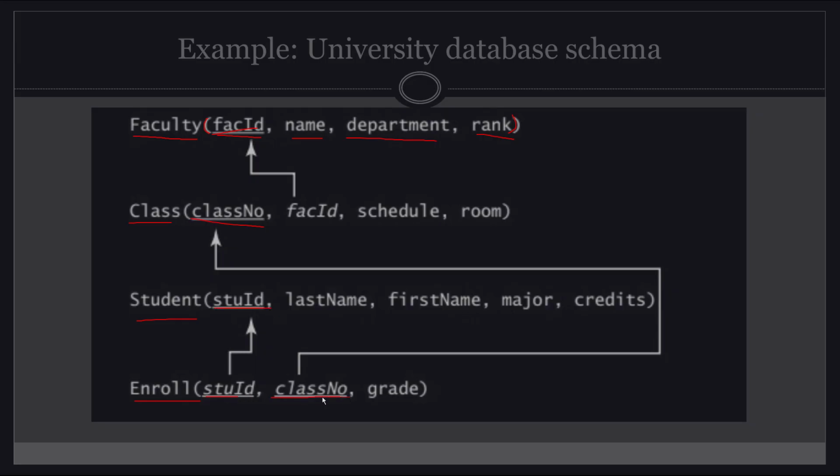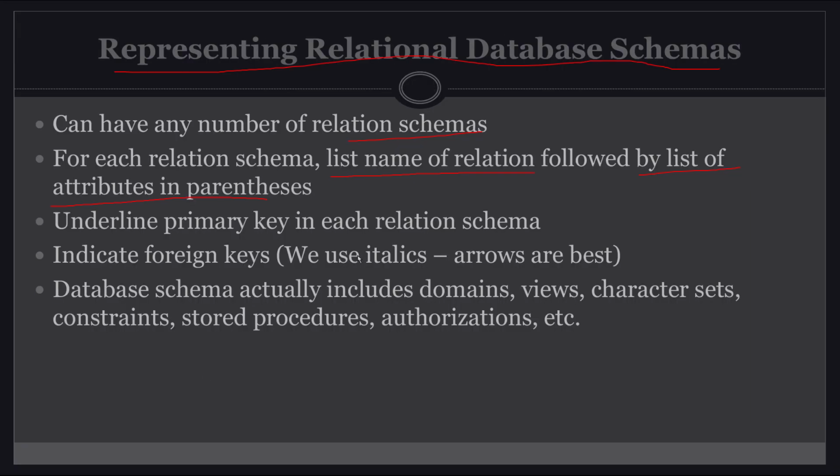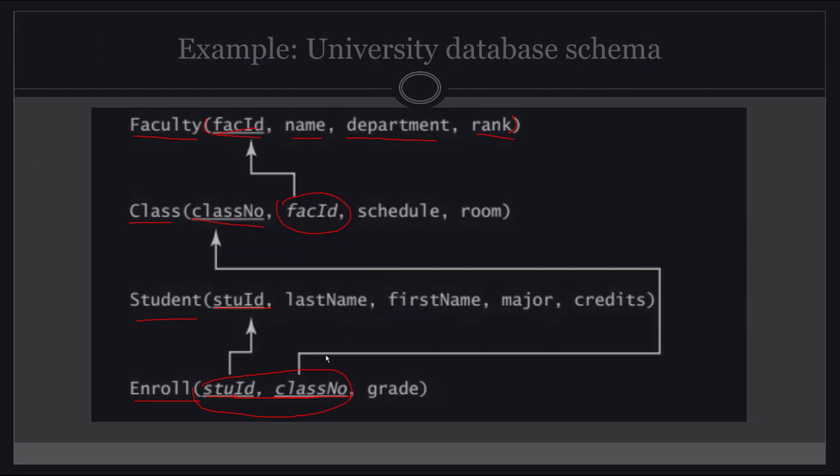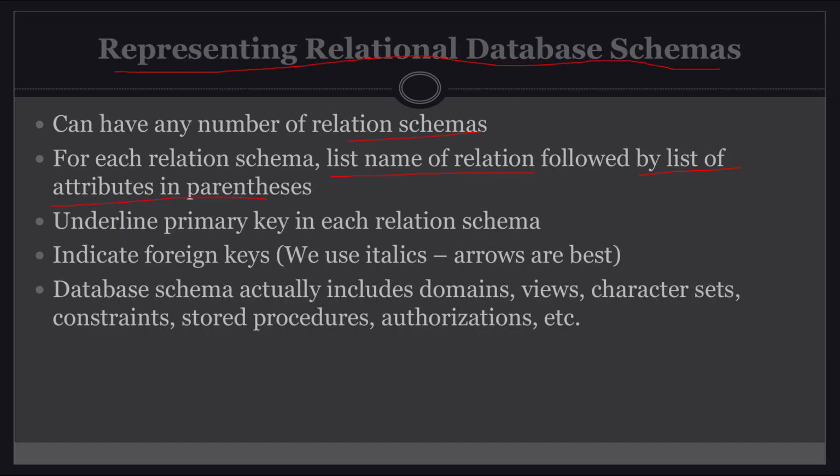In this case, it's a composite key formed of these two foreign keys. Foreign keys are in italics, as you can see with this one and these two. And also, the foreign keys have numbers pointing to the original primary key that they are referring to. This is how the relational schema works. Okay.